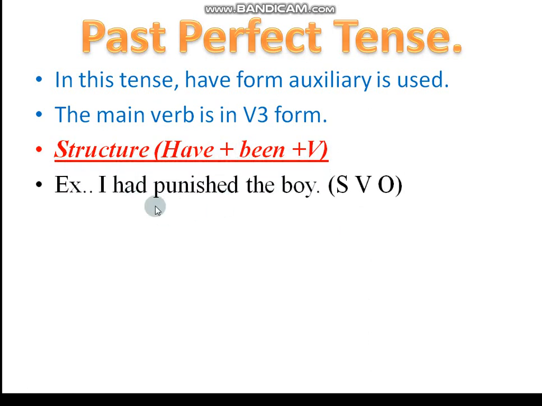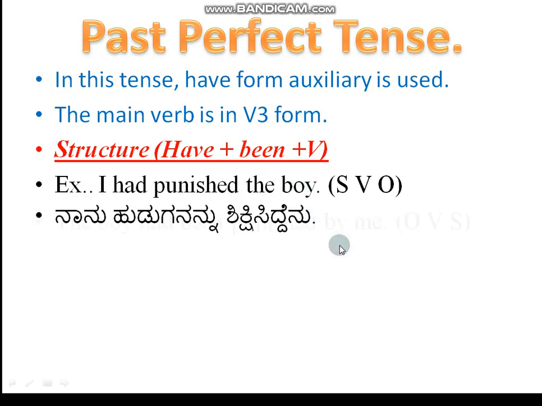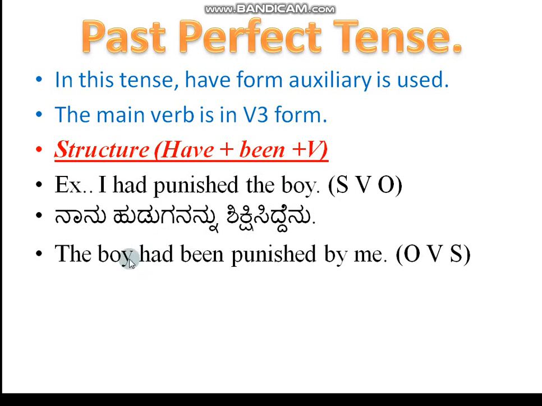If you take an example with the sentence, I had punished the boy. This is in the active voice. Subject is I, had punished is the verb, object is the boy. The boy, the object, if you take into the subject place, it becomes the boy had, because we don't want to emphasize on the subject whether it is singular or plural. Whether it is plural or singular, we need to use only one auxiliary, that is had. After had we need to use one more word, that is been.